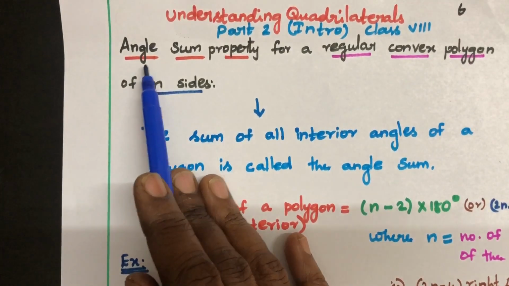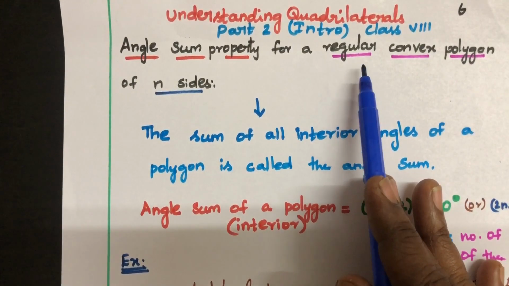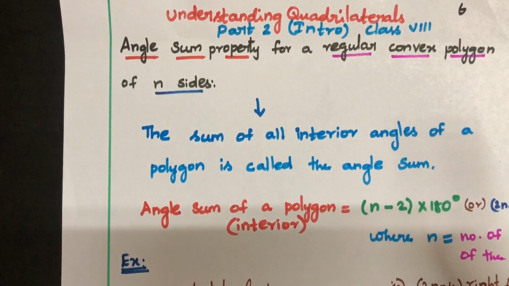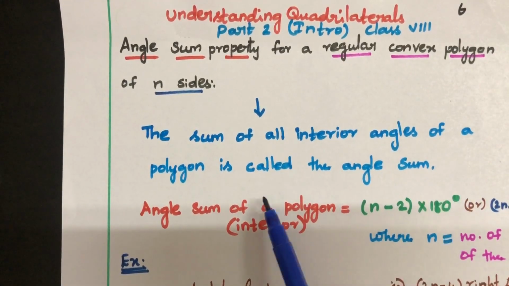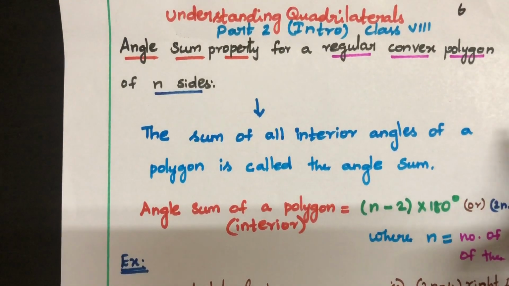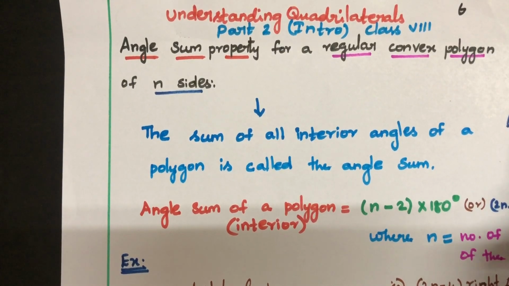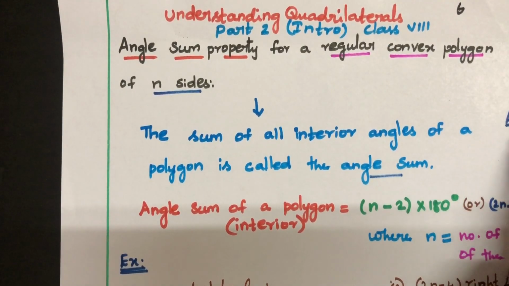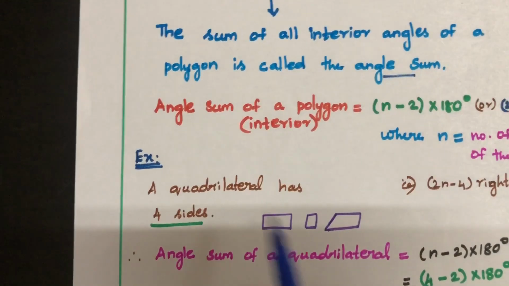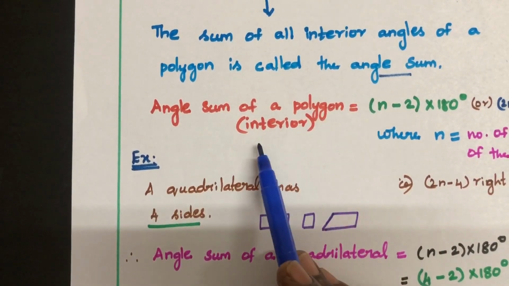Now we are going to sum up all the angles of the convex polygon. So how will it be? We will see. The sum of all interior angles of a polygon is called the angle sum. Suppose this is a triangle, this is a polygon, right? These are all interior angles. The sum of all interior angles of a polygon is called the angle sum. Angle sum means the addition of all the angles of a polygon. Only interior angles we are considering.